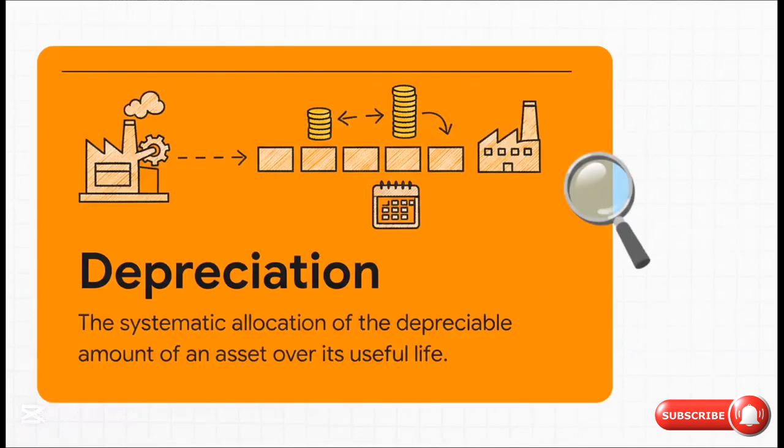Well, this is exactly where depreciation comes in. And listen, it's not about the asset's market value going down. That's a common mistake. At its very heart, depreciation is a systematic allocation. All we're doing is taking the cost of that machine and spreading it out over all the periods it helps us make money. It's all about that matching principle, matching the expense to the economic benefit it provides.